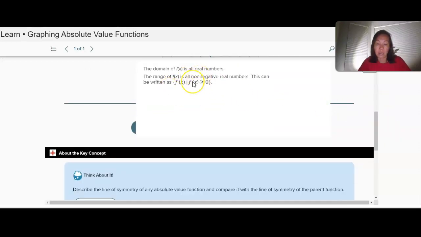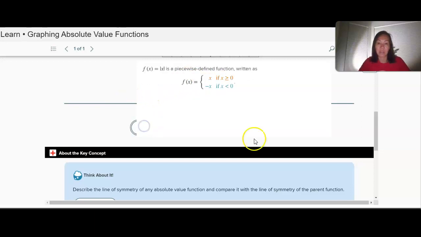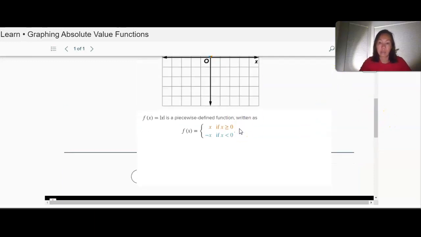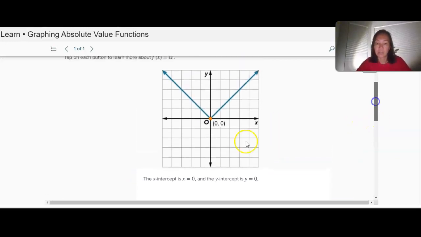And again, in set notation, we remember we have the curly brackets, f of x such that f of x is greater than or equal to 0. Okay, and in this case, it has just one intercept for x and one for y, and it happens to be the same point, so (0, 0) is our intercept.